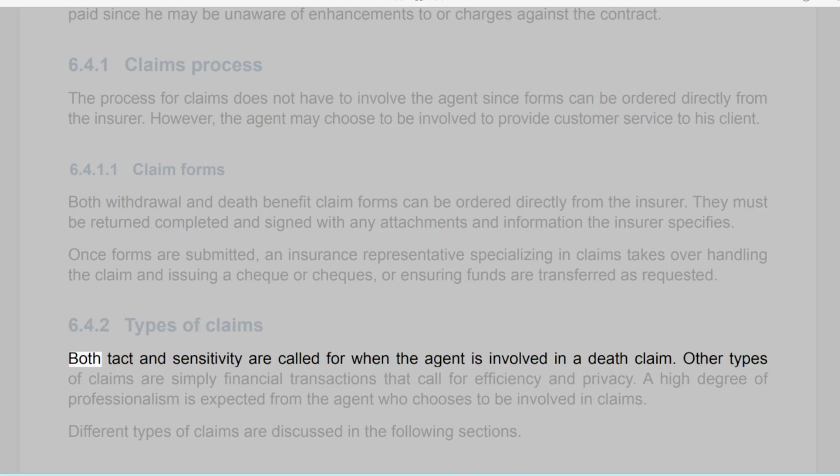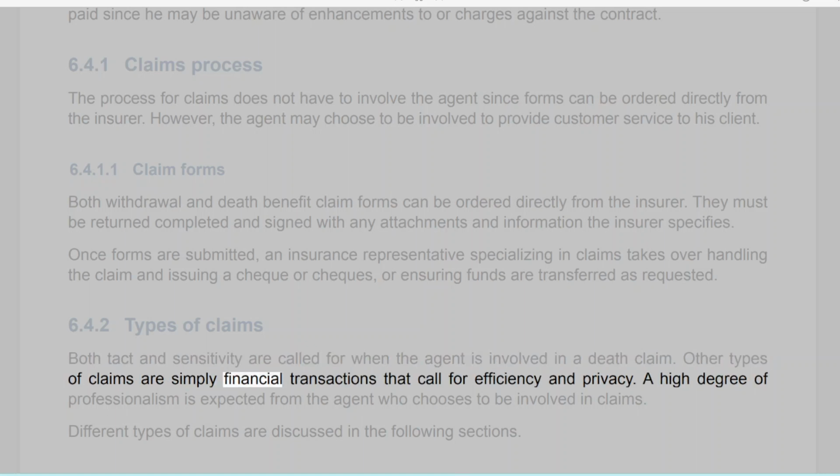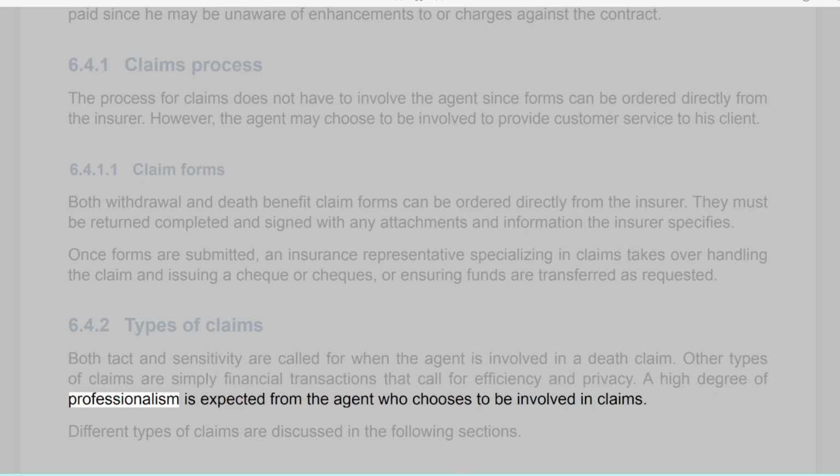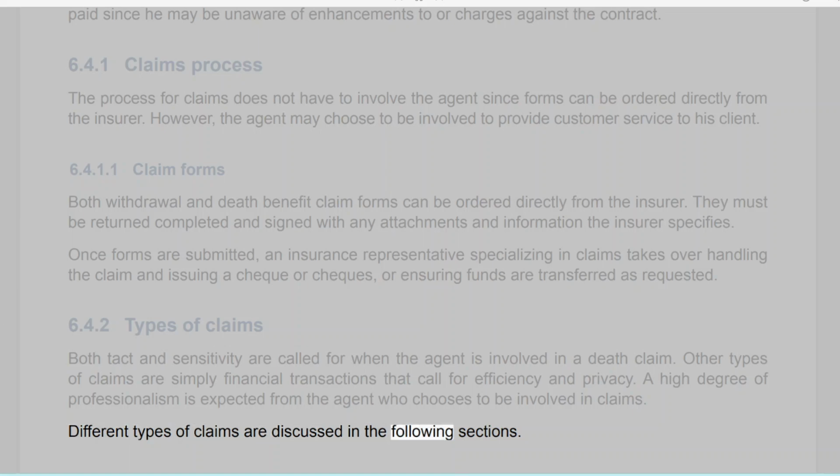6.4.2 Types of claims. Both tact and sensitivity are called for when the agent is involved in a death claim. Other types of claims are simply financial transactions that call for efficiency and privacy. A high degree of professionalism is expected from the agent who chooses to be involved in claims. Different types of claims are discussed in the following sections.